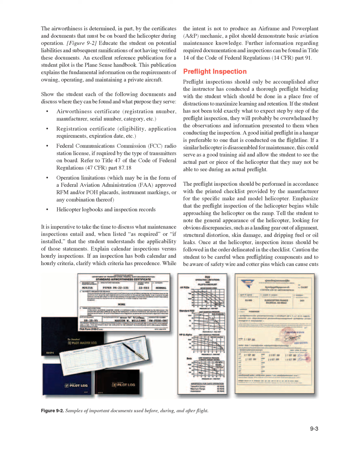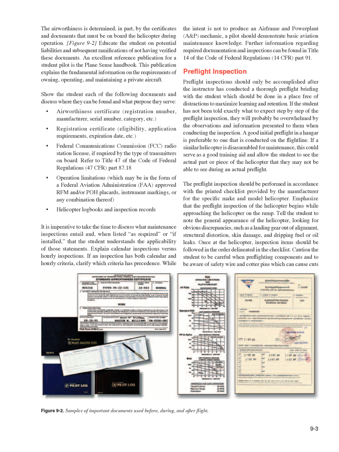The pre-flight inspection should be performed in accordance with the printed checklist provided by the manufacturer for the specific make and model helicopter. Emphasize that the pre-flight inspection of the helicopter begins while approaching the helicopter on the ramp. Tell the student to note the general appearance of the helicopter, looking for obvious discrepancies, such as a landing gear out of alignment, structural distortion, skin damage, and dripping fuel or oil leaks. Once at the helicopter, inspection items should be followed in the order delineated in the checklist.